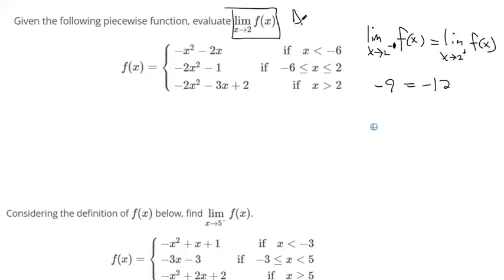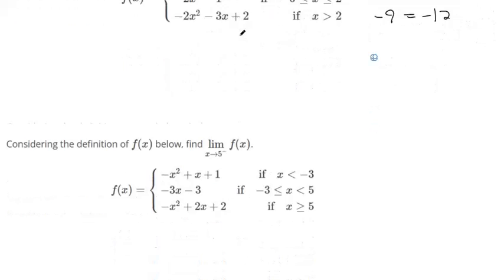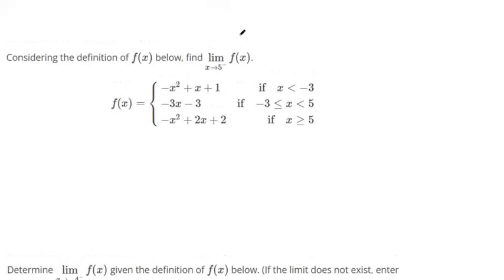Therefore, this limit does not exist. The left and the right hand limits need to be the same in order to say the limit exists. But this next question is non-directional. And actually, I'm going to change this to plus.